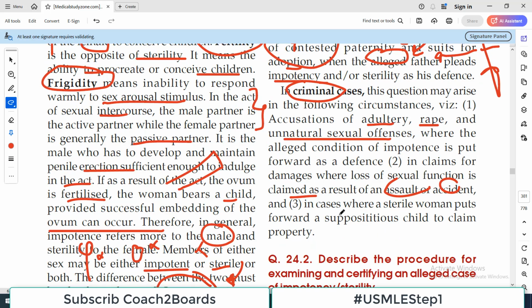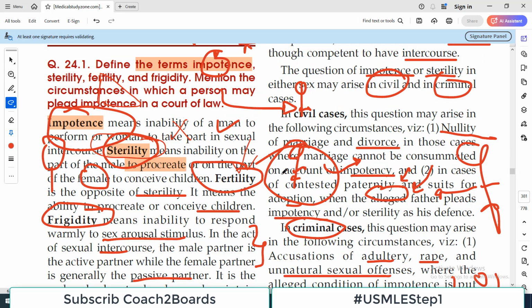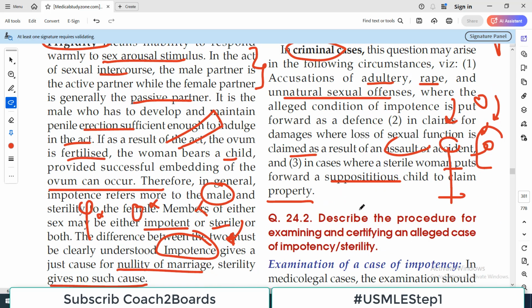In cases where a sterile woman puts forward a supposititious child to claim property. Ab bandi asal mein sterile hai, ovum hi nahi ban raha hai, anovulatory cycles hain, lekin wo keh rahi hai bachcha mera hai taaki property ke mamlaat, you know, usko jo virasat ki cheeze hain, property aur bahut sari cheeze hain, wo sab mil jaye. But then if in the court this is proved that the female is sterile, to bhai ye baby kahan se aaya, ye baby aapka hai hi nahi, to iska hereditary claim kis tarah banta hai? To ye tamam aapko baatein pata honi chahiye ki what is impotence, what is sterility, what is fertility. In sab ke court ya jurisprudence associated consequences hain, right?